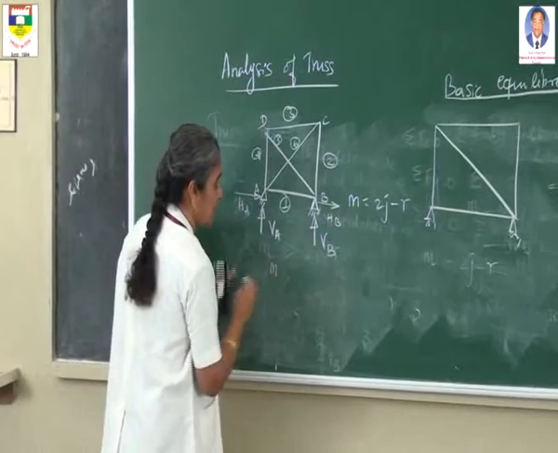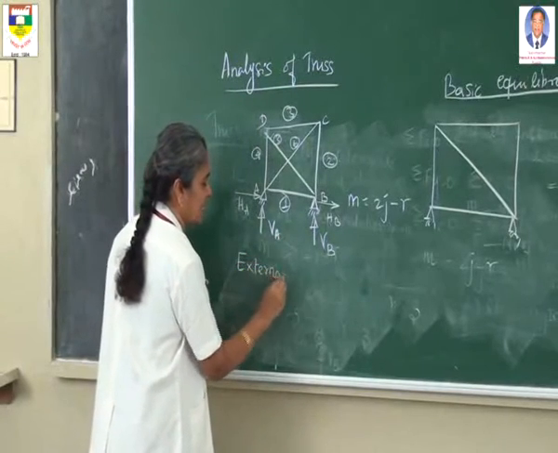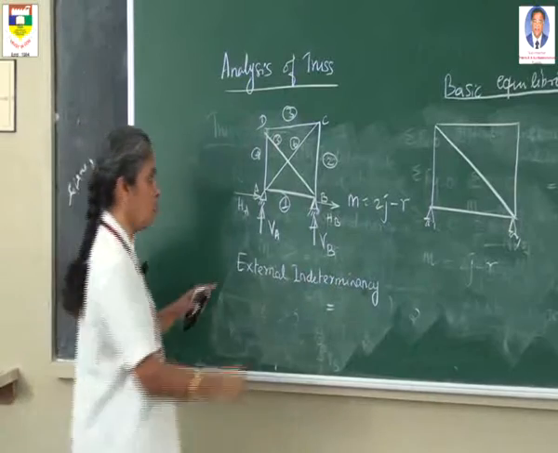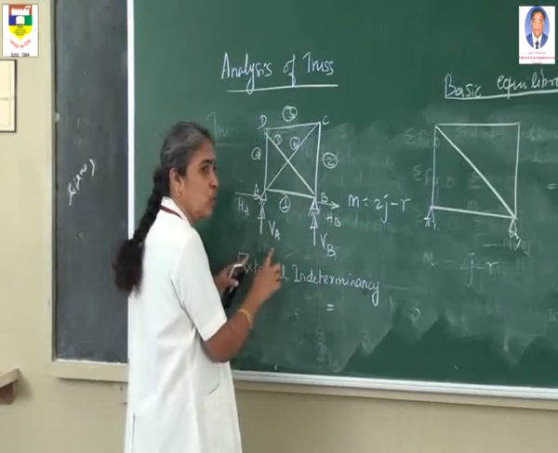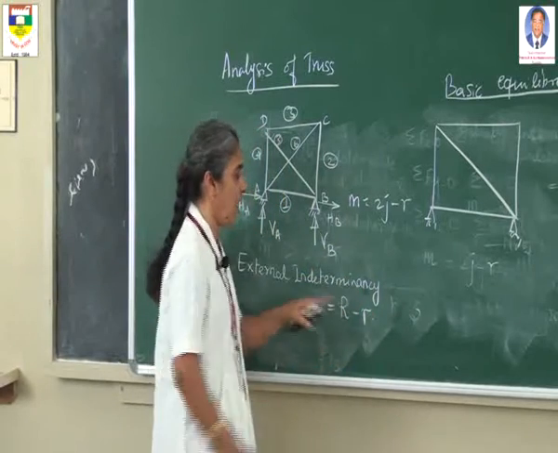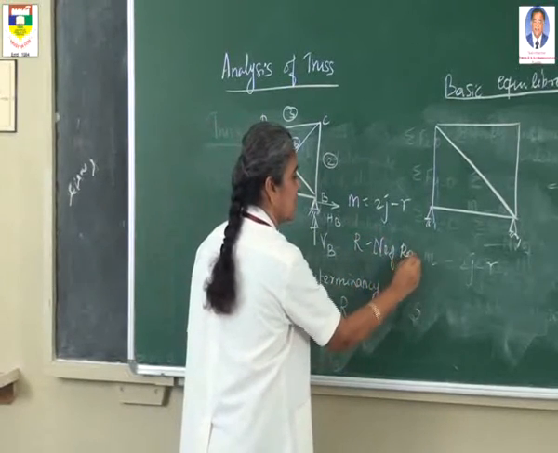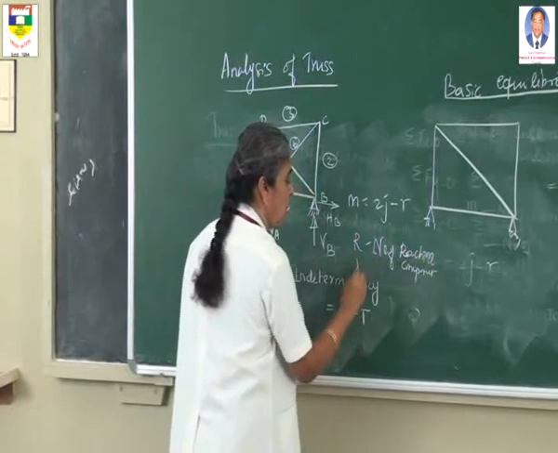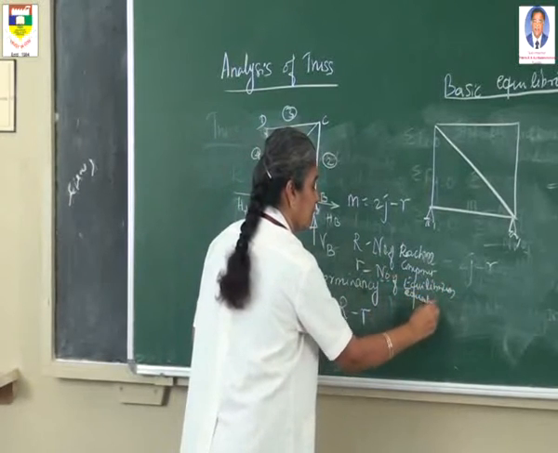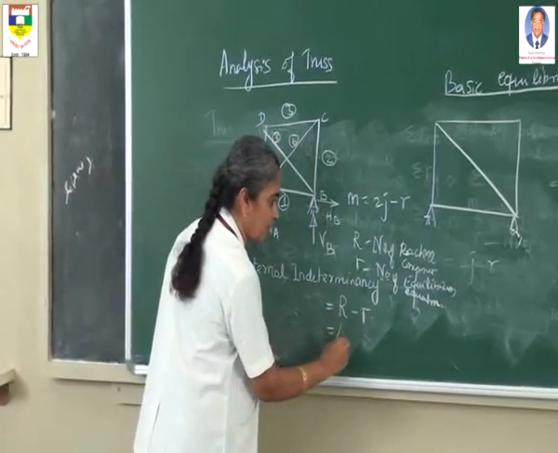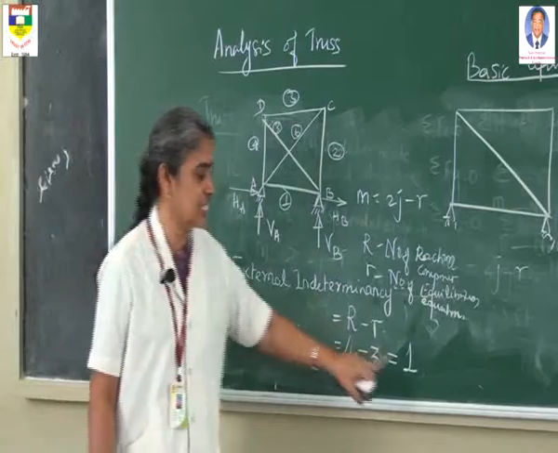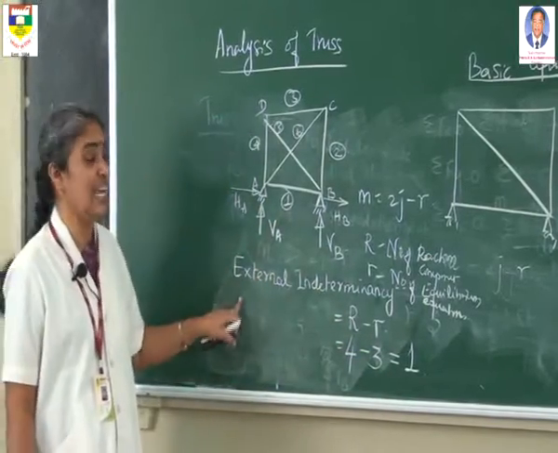So, external indeterminacy is based on the type of support. Here both the supports are hinged supports. So what happens? Here 2 reactions are acting, here also 2 reactions are acting. So, the equation is R minus r, where R is the number of reaction components and small r is the number of equilibrium equations. So, the number of reaction components becomes 4, and the number of equilibrium equations available is 3. Therefore, the statically external indeterminacy is equal to 1. So, this truss is statically externally indeterminate.